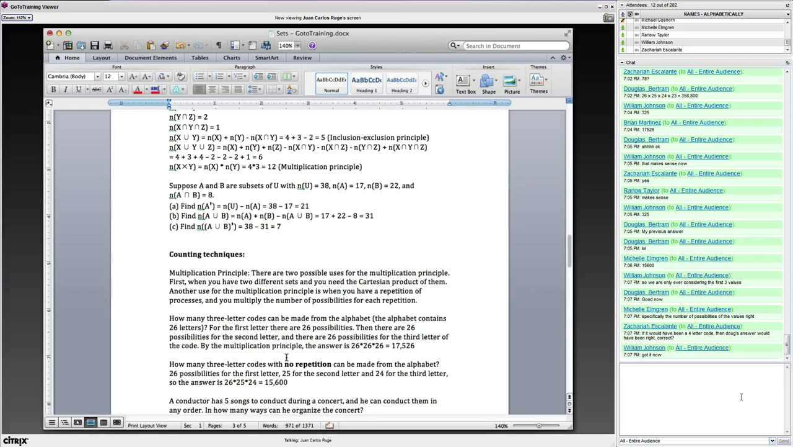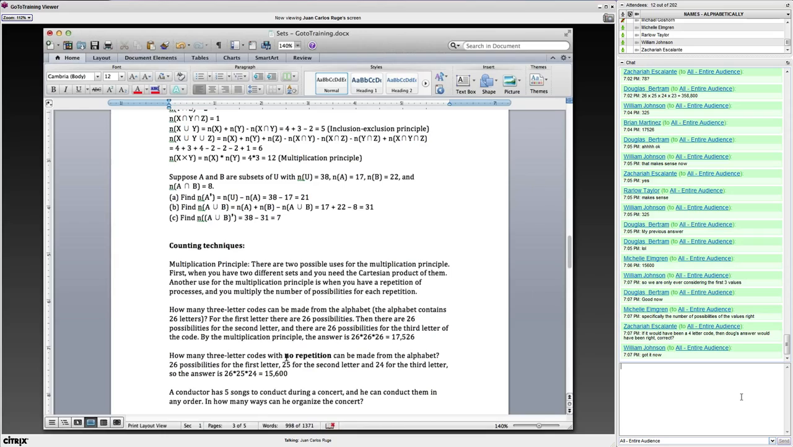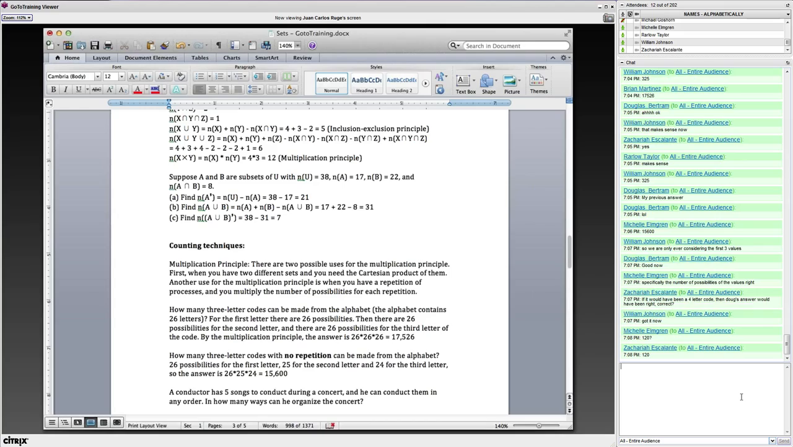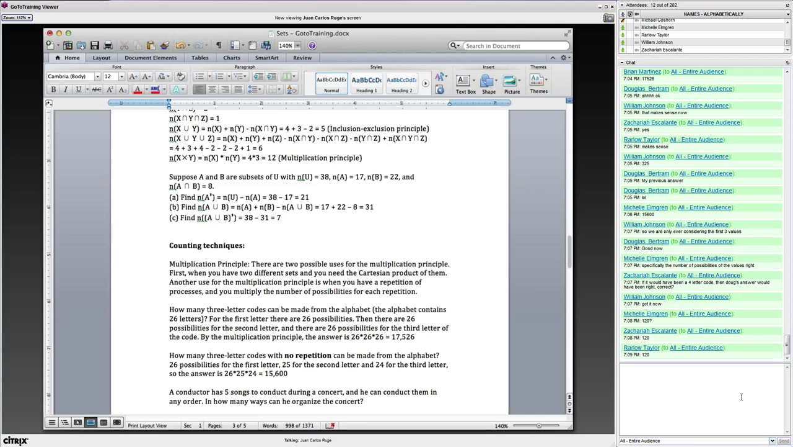A conductor has five songs to conduct during a concert, and he can conduct them in any order. In how many ways can he organize the concert? I have 120 and 120 so far. Is there any other answer? 120. Is there any other 120?